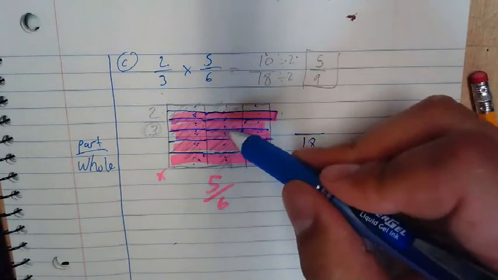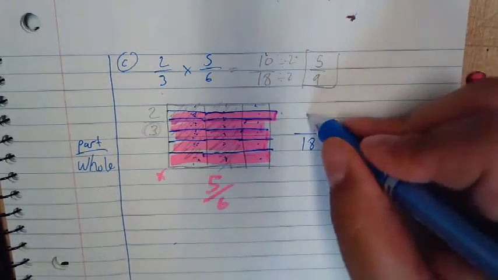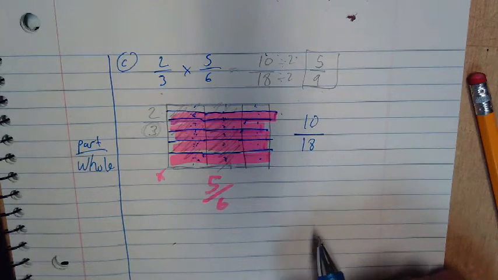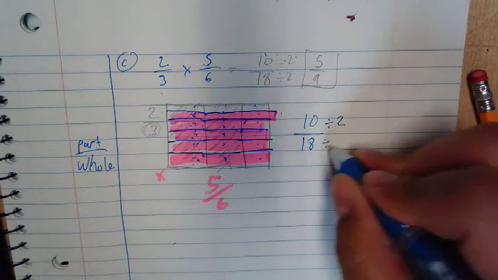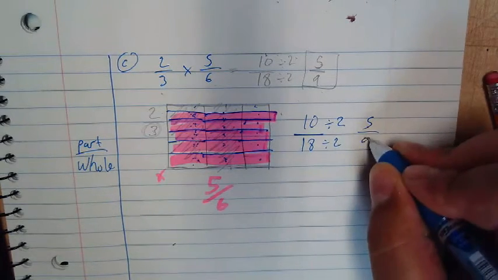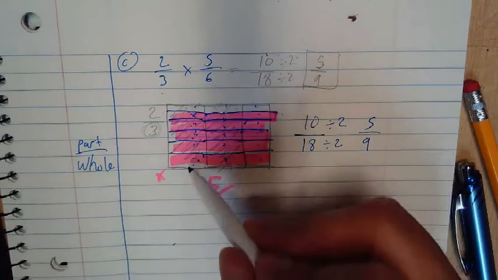You know, let's just count together. 1, 2, 3, 4, 5. 1, 2, 3, 4, 5. That's 10 parts out of 18. Yes? And if you simplify, just keep in mind, what are you doing when you simplify? If you forgot, you're making sets of 2.